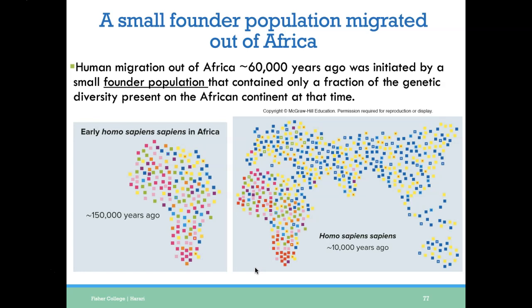So about 60,000 to 70,000 years ago, we said a small founder population that contained only a fraction of the diversity repopulated the rest of the world. So about 10,000 years ago, again, you see a very great reduction in diversity outside of Africa.